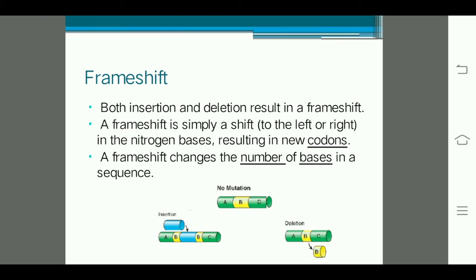Frame shift: both insertion and deletion result in a frame shift. A frame shift is simply a shift to the left or right in the nitrogen bases resulting in new codons. A frame shift changes the number of bases in a sequence.